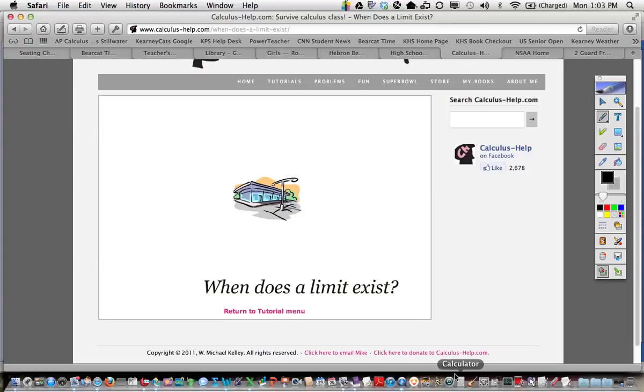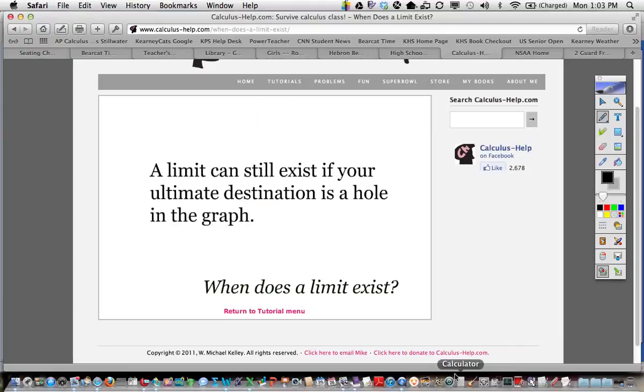Now, let's go back to our diner example one last time. Let's say we're traveling towards the diner. We both arrive at the same location, but the diner isn't there. Maybe it's caught fire or something. Does that mean the limit doesn't exist?